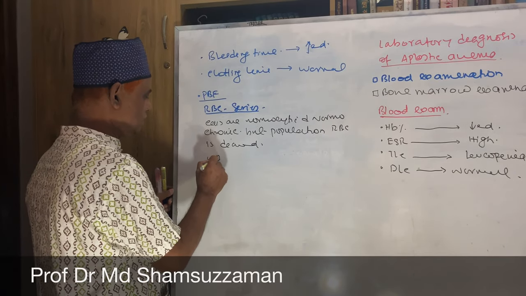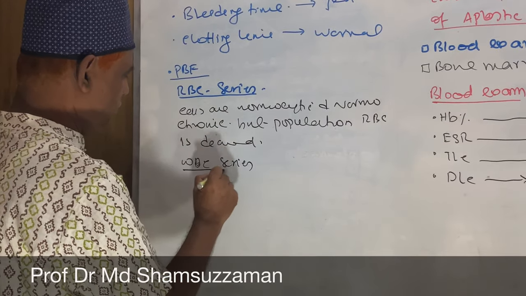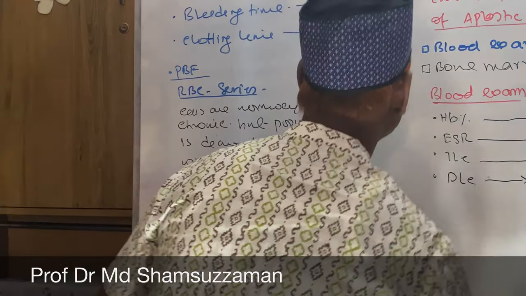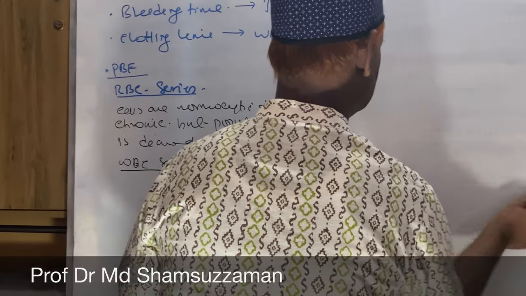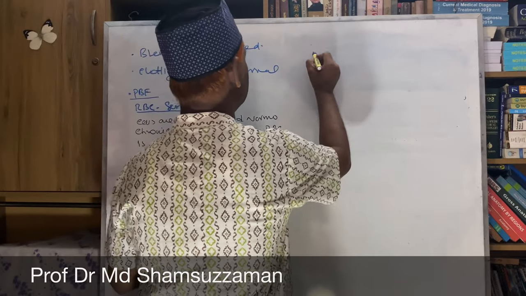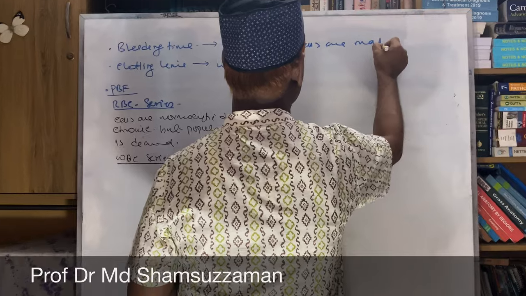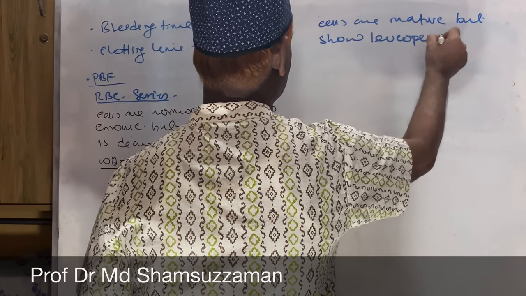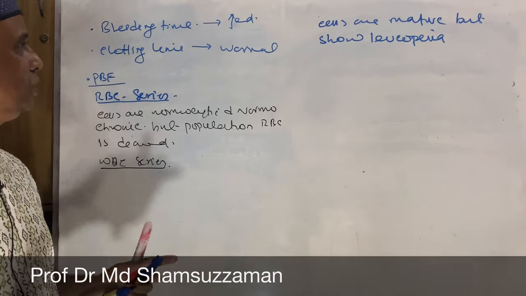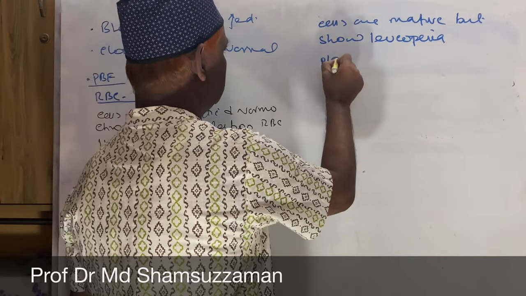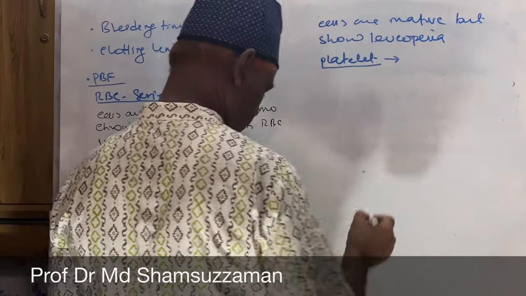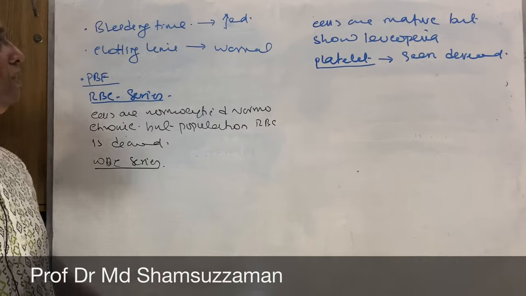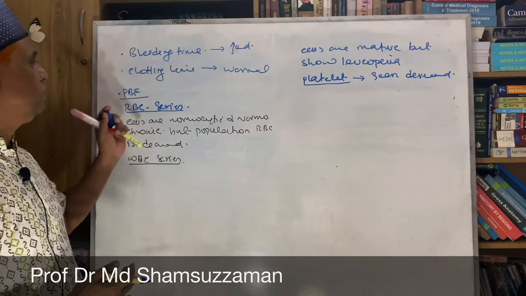Now come to the WBC series. In the WBC series, cells are mature but show leukopenia. Then platelets are seen decreased in the film. In the film, the population of platelets is decreased. So these are the peripheral blood film findings.